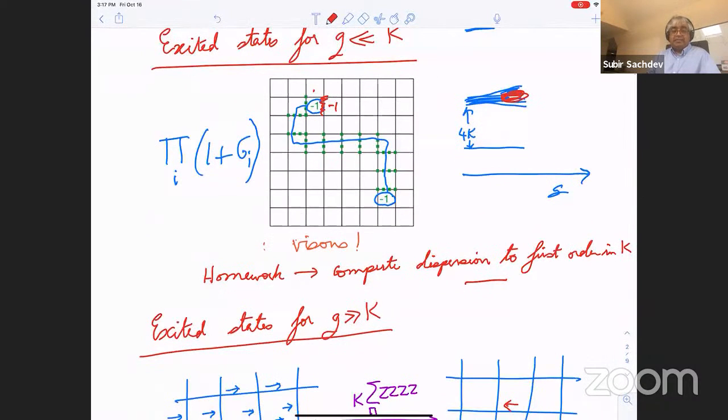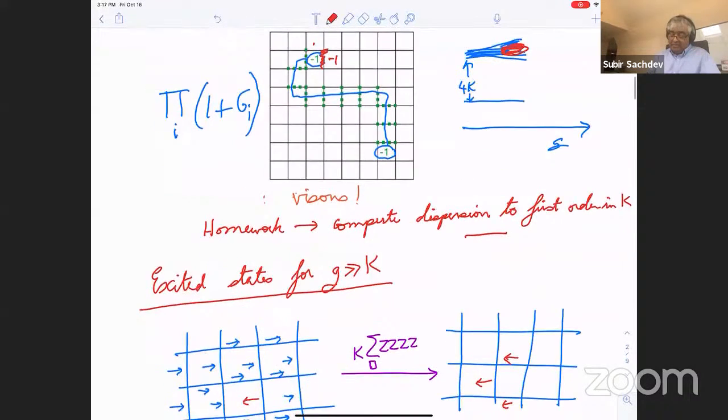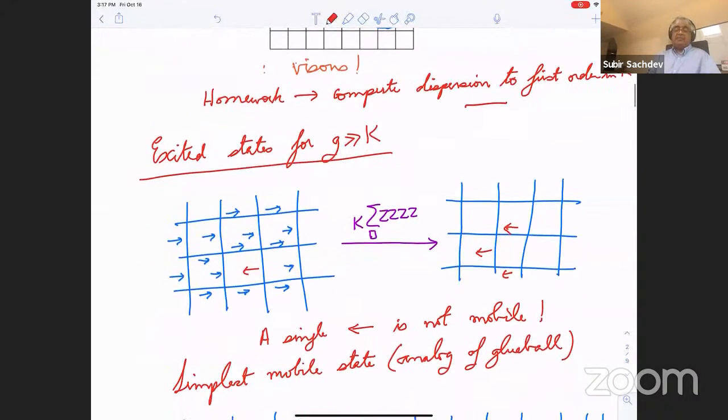What about G much bigger than K? At G much bigger than K, the ground state had all the spins pointing to the right, and that's all automatically gauge invariant. GI acting on it is still +1. It's an eigenstate of the operator GI. But now you could ask, well, what are the excited states? Well, you could flip just one of them, but now the product of G around them is -1, so this doesn't seem like really an allowed state.